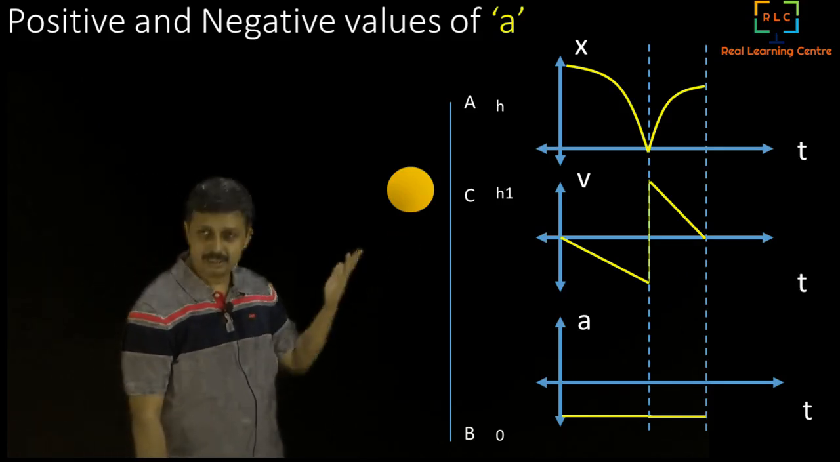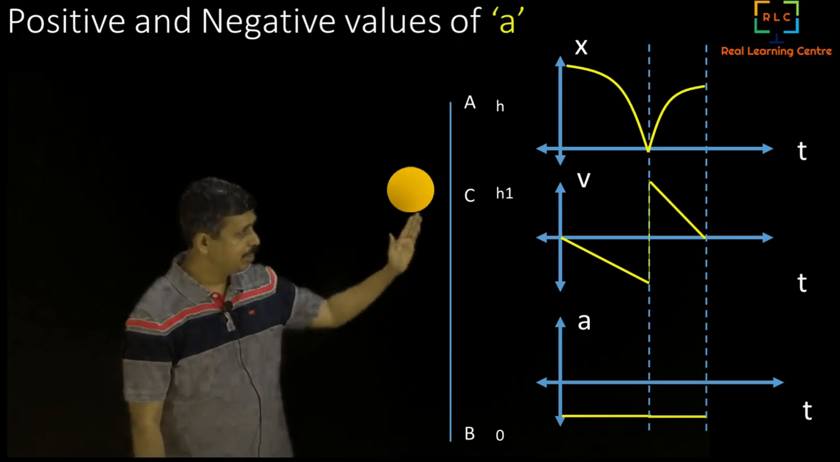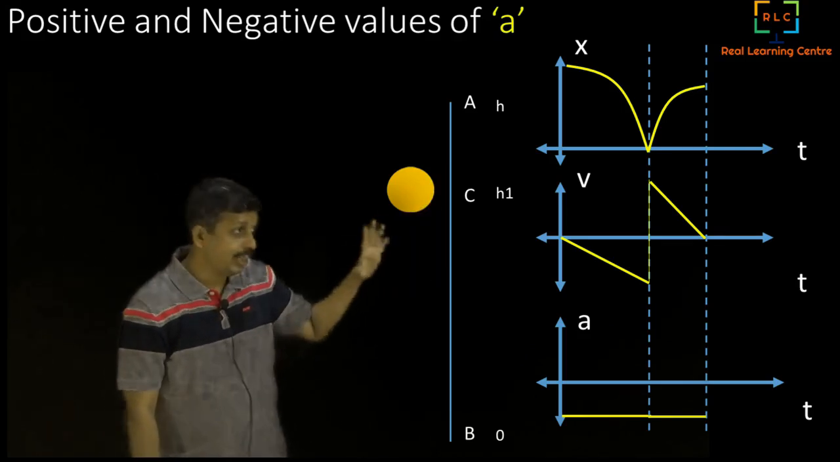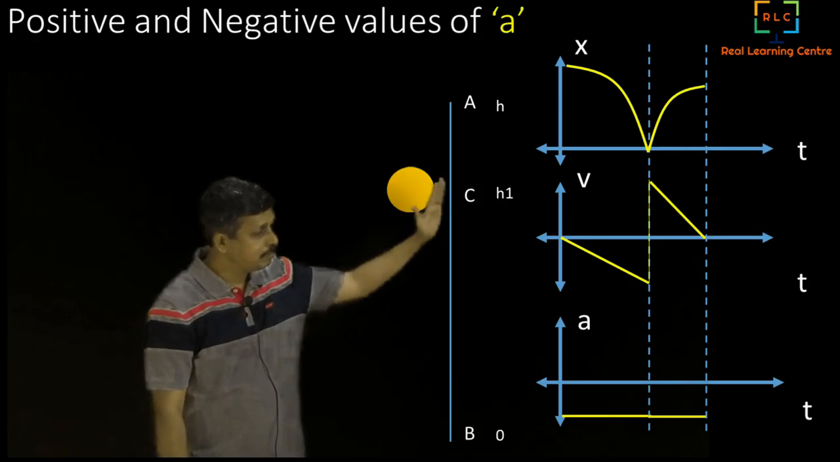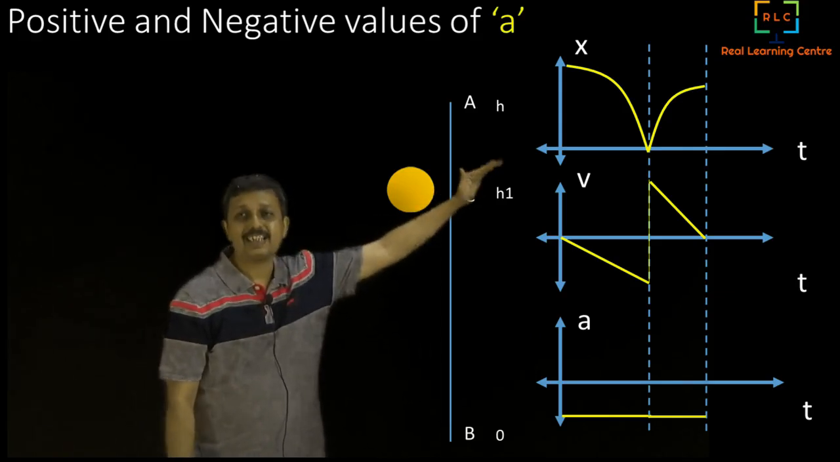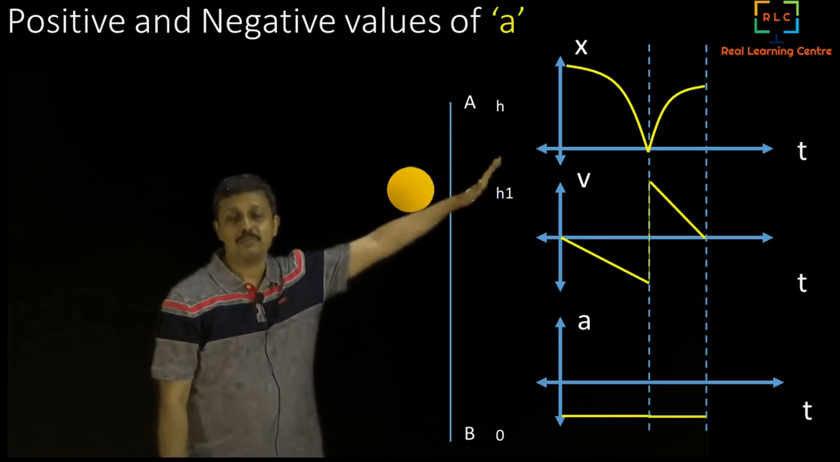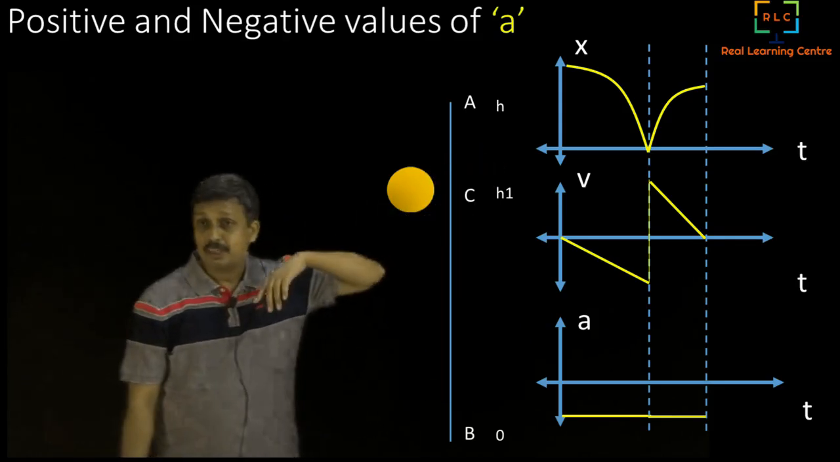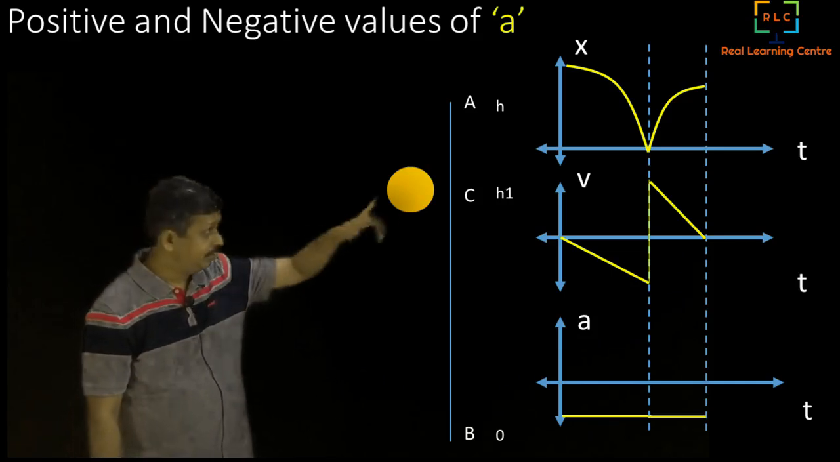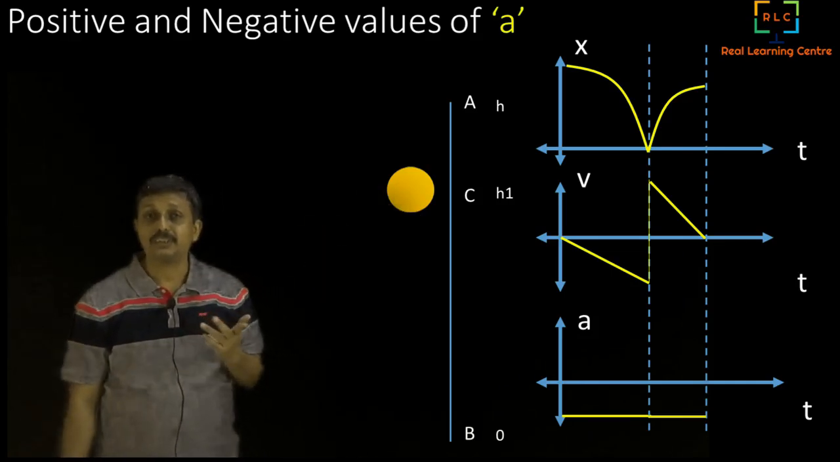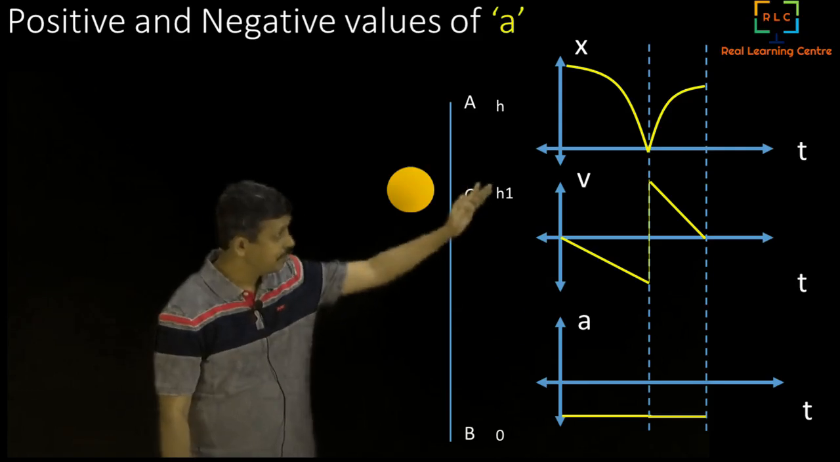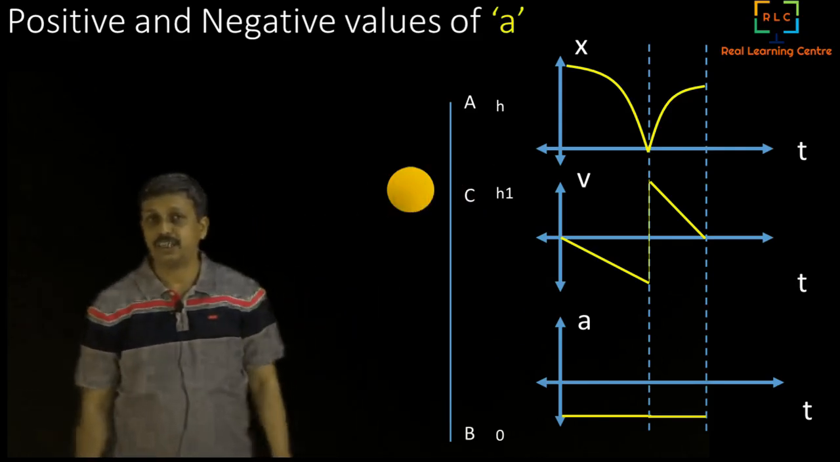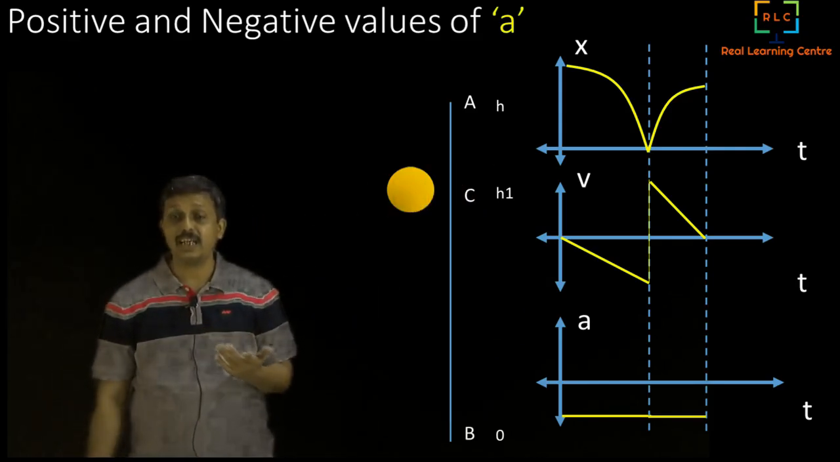Position, our displacement, is also becoming more and more positive. Initially the velocity is higher, so it takes a steeper curve. Afterwards it becomes slightly flatter and becomes 0 when the ball stops. At the point when it reaches C, the velocity becomes 0. You can see the curve becomes almost horizontal, so that is how you understand the value of negative.